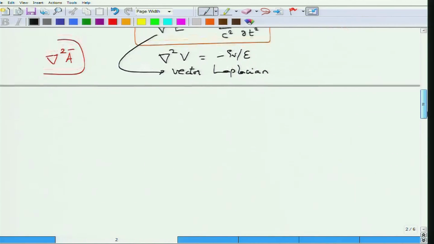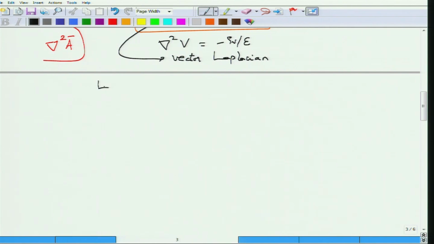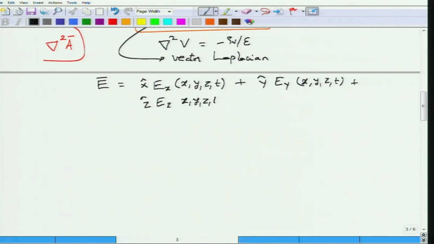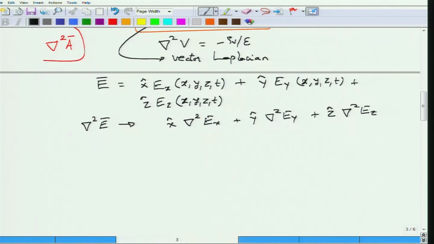If you expand this vector Laplacian, at least in Cartesian coordinate systems, the electric field itself will have an x component, which could be varying with respect to x, y, z and t, plus the y component of the electric field, which could be a function of x, y, z and t, and the z component of the electric field, which would again be varying with respect to x, y, z and t. This is the electric field E. So when you apply del square E, what you are actually doing is applying del square Ex, x hat, plus y hat del square Ey, plus z hat del square Ez, where Ex is of course Ex of x, y, z and t. I have just suppressed that x, y, z dependence in this particular expression.